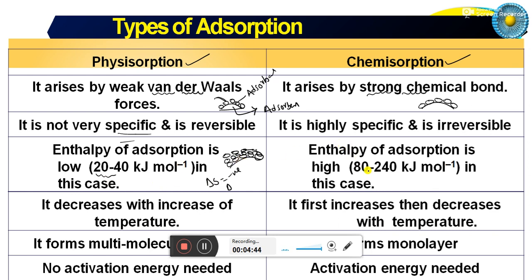In chemical adsorption, the amount of energy is 80 to 240. There is a huge amount. Because of this huge amount, you can see that more energy means less stable, and less energy means more stable.